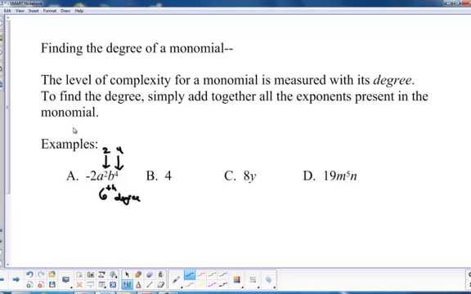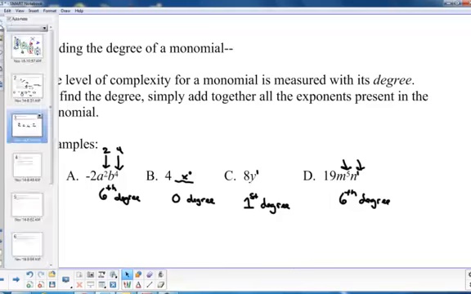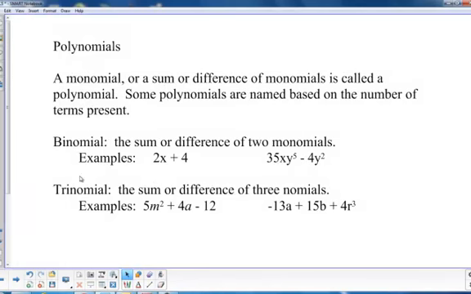In letter B, there's no letters, so it's kind of like an x to the 0. So this is a 0 degree. Okay? A y alone is like a y to the 1. So this is the first degree. And in this one, we're adding the 5 and the 1. So this is the 6th degree. And those are all monomials because they're all one term.